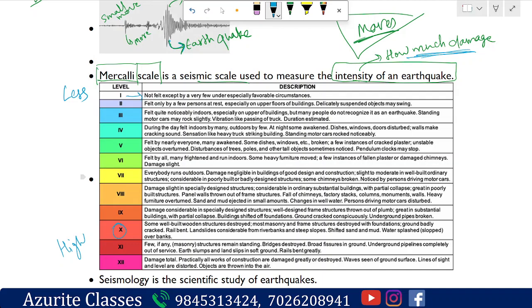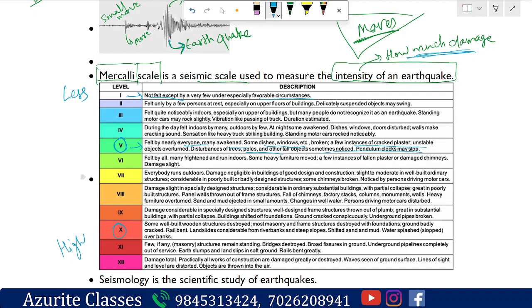Level 1 means not felt except by very few, under especially favorable circumstances. It means very little, no much damage. As you go up through 2, 3, 4, the color changes, and red means dangerous. Till 5 there is not much damage. At 5, it is felt by nearly everyone, many are awakened, and you will feel something moving. If you are sleeping on a cot, it will turn and move a little.